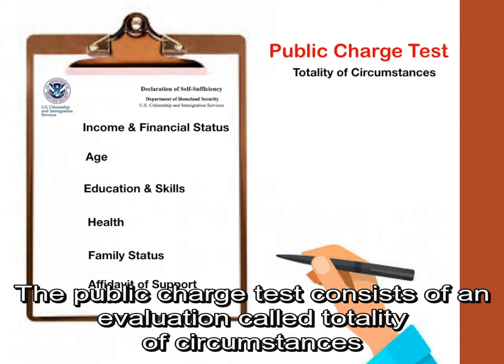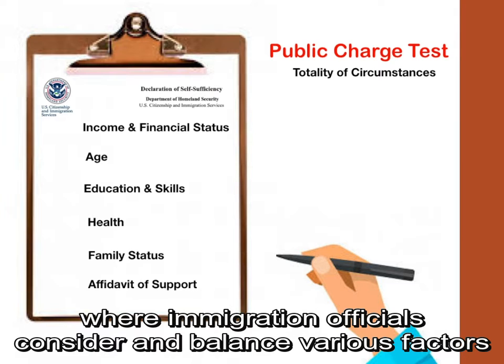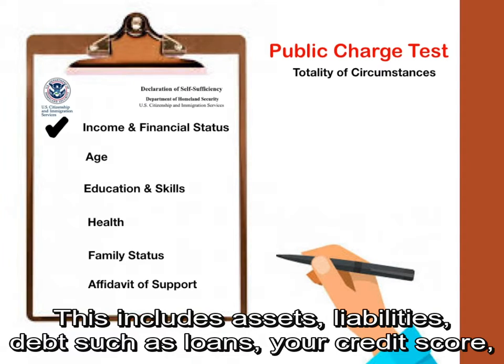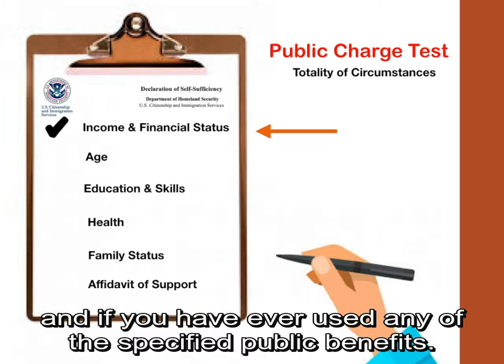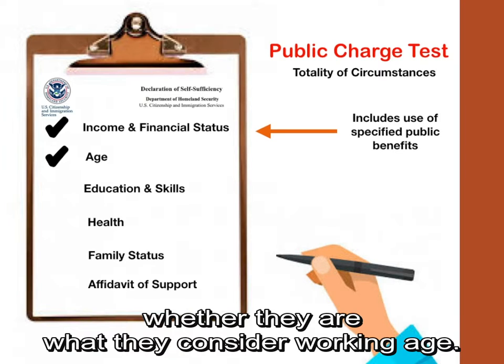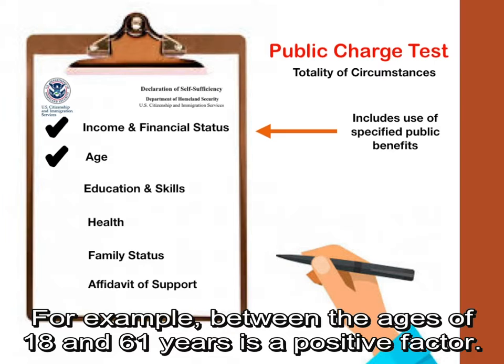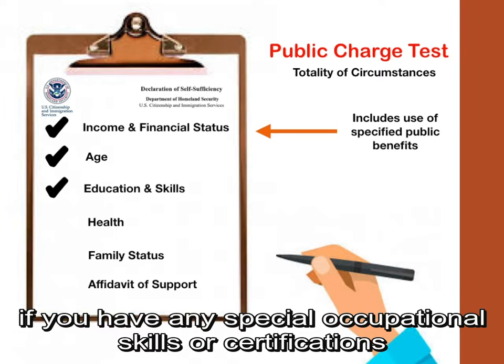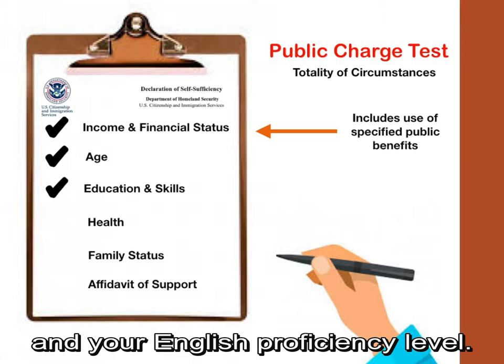The public charge test consists of an evaluation called the totality of circumstances, where immigration officials consider and balance various factors, such as a person's income and financial status. This includes assets, liabilities, debt, such as loans, your credit score, and if you have ever used any of the specified public benefits. They will also look at the person's age, whether they are what they consider working age, for example, between the ages of 18 and 61 years is a positive factor. They will look at the person's education level and skills. If you have any special occupational skills or certifications and your English proficiency level.